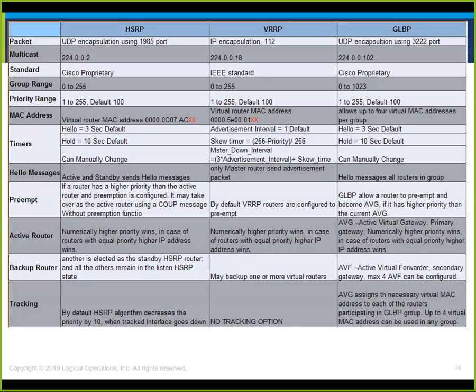Backup router, another is selected, and the others remain in the listen state in HSRP. We can have multiples configured, but only one of them is going to be the backup. In VRRP, we can have multiple backups. Tracking decreases the priority by 10. No tracking option. We have object tracking in VRRP, not interface tracking, to manage it.